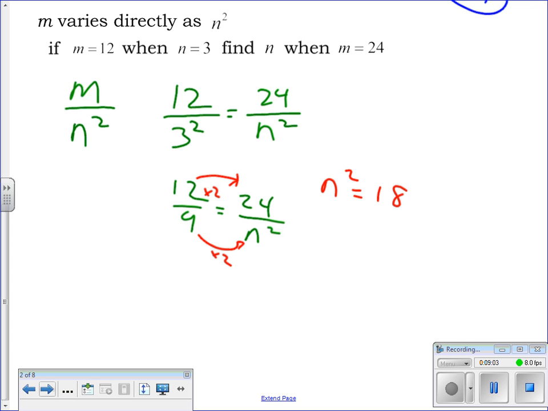12 over 9, 24 over 18. Makes sense. It's proportional. Now, to get N, square root both sides, N equals the square root of 18. And as far as I'm concerned right now, that is good enough for me for an answer. Although technically, it should be 3 root 2. But I'm not going to worry about that. If you gave me the square root of 18, I would be fine with that.